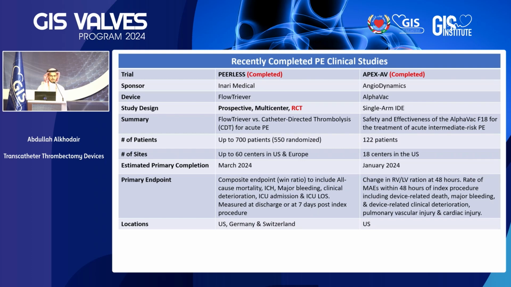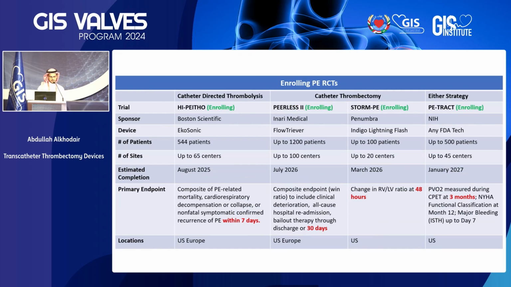So there are multiple trials that are going to inform our decisions. So hopefully in the next year or two, we're going to see better refinement of which device to use. So we have studies that compare the flow retriever catheter with ECOS, and we have studies here that are still enrolling that compare different types of mechanical thrombectomies, and hopefully we'll have better information when we meet next time, inshallah.